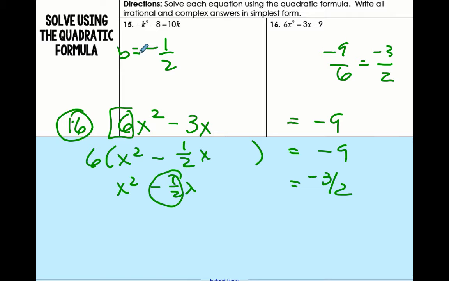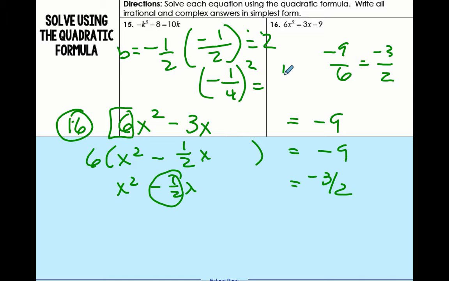So I'm going to take b over 2, negative 1 over 2, divided by 2, and square it. So remember, when you divide by 2, it's just going to give me 2 times 2 in the bottom. And then when I square it, I get positive 1/16. So that's what I'm going to add. Add 1/16, and whatever I do to one side, I've got to do to the other.